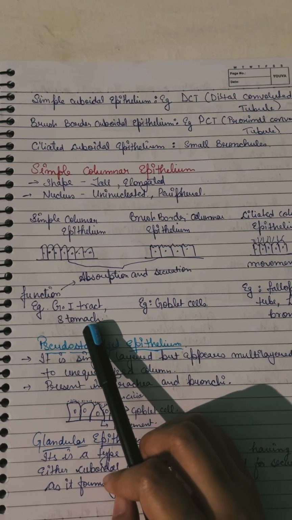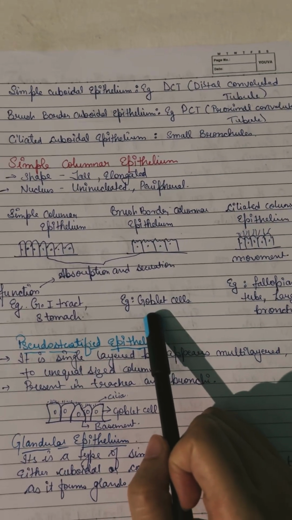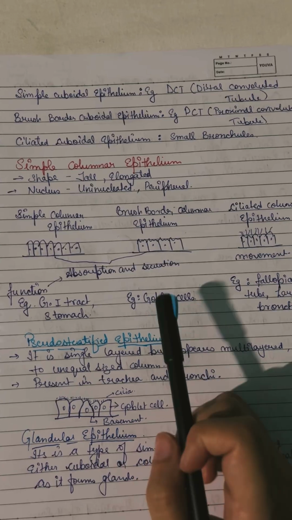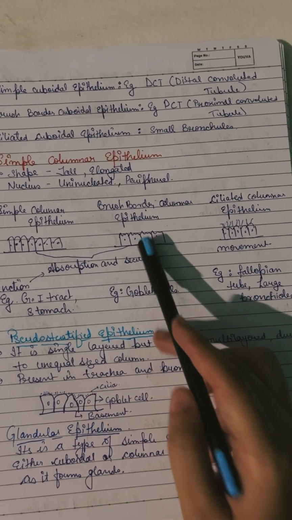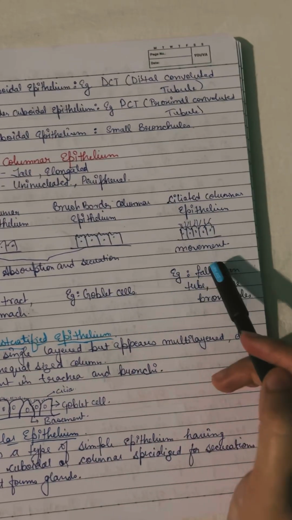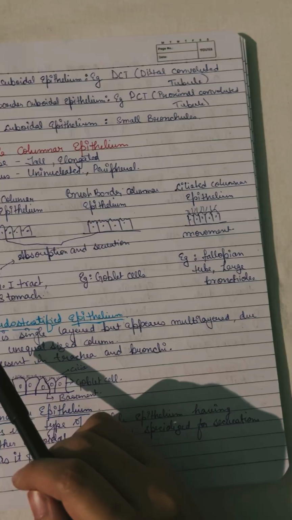The simple columnar epithelium is present in the GI tract and stomach. Then brush bordered columnar epithelium is present in the goblet cells, and ciliated columnar epithelium helps in movement, for example sperm movement. They are present in the fallopian tube and large bronchioles.